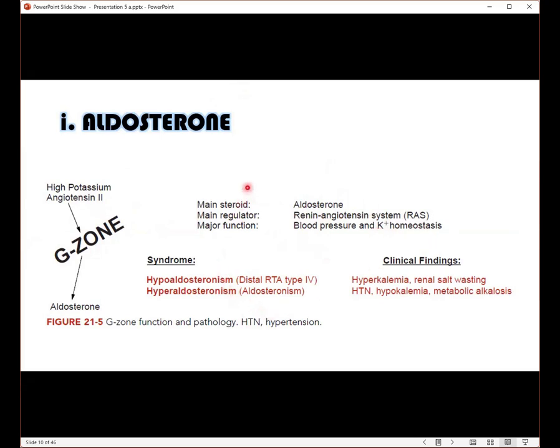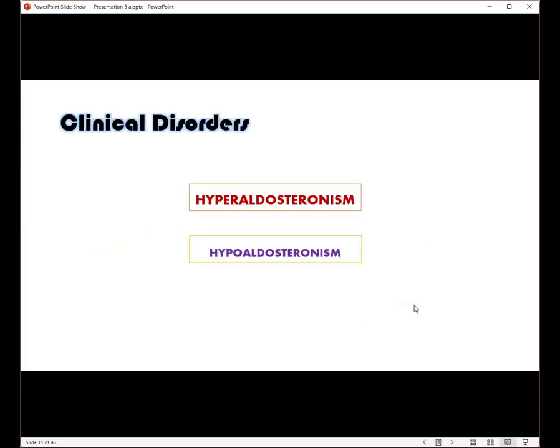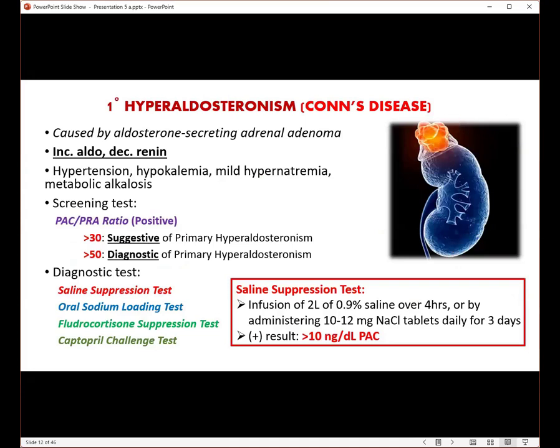So syndromes related to aldosterone, we have hypoaldosteronism and hyperaldosteronism. Okay, for hypoaldosteronism, our clinical findings would be hyperkalemia and renal salt wasting. And for hyperaldosteronism, HTN, hypokalemia, and metabolic alkalosis. Okay, so let's talk about primary hyperaldosteronism. It is otherwise known as Conn's disease.